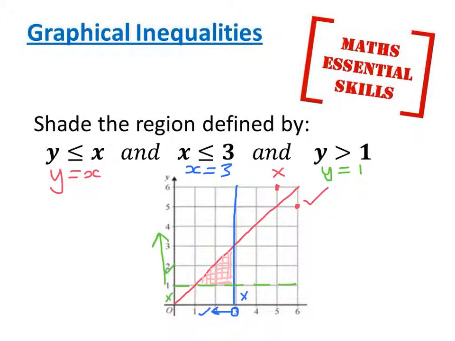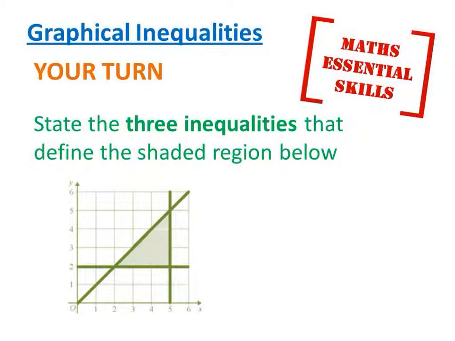Okay, your turn now. This time I've already mapped out 3 lines and I've shaded the region. Have a go at writing down the 3 inequalities that represent this region. Start by writing down the equations of the lines, and I'd encourage you to do that anyway because very often you'll pick up some exam marks just for writing that down, and then get the inequality symbols in. Pause now before you see the answer.